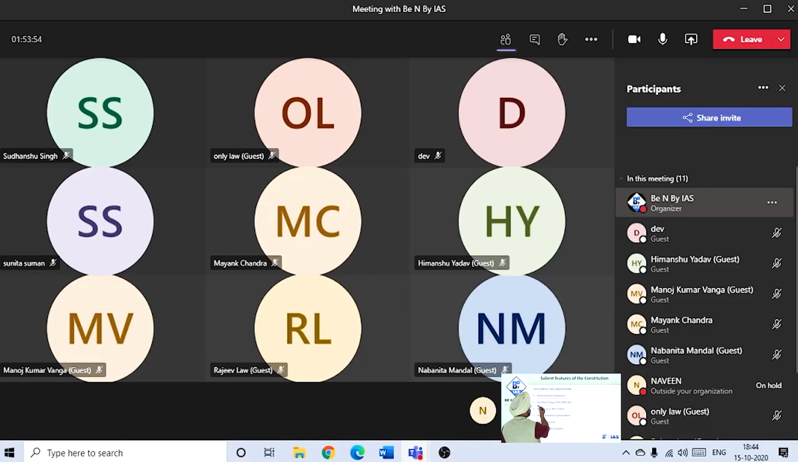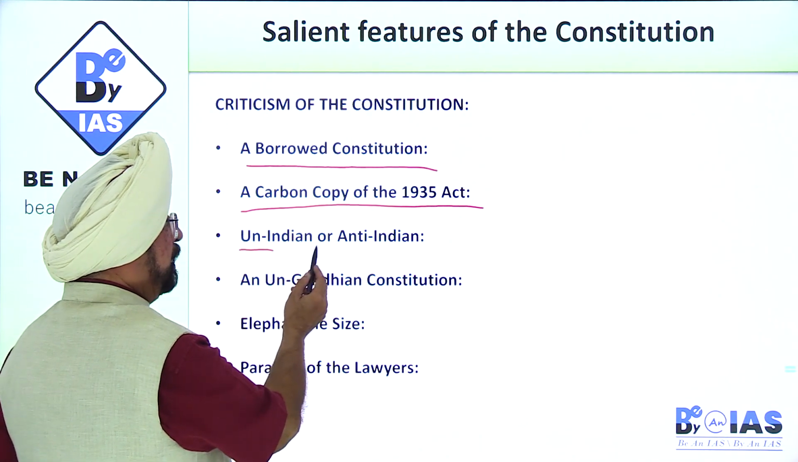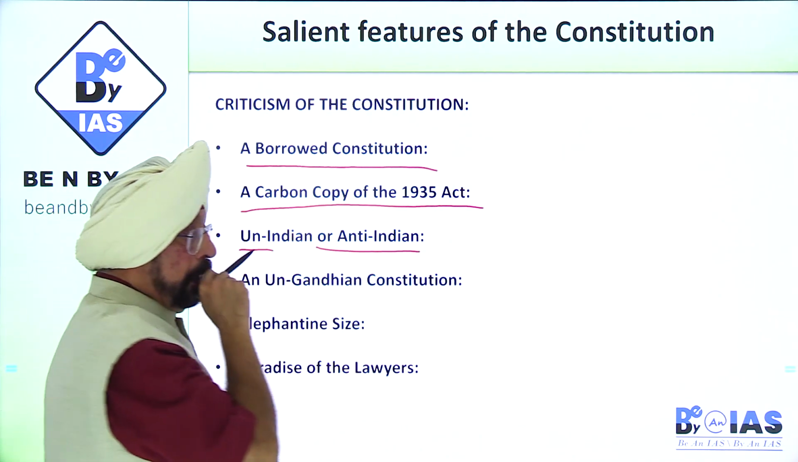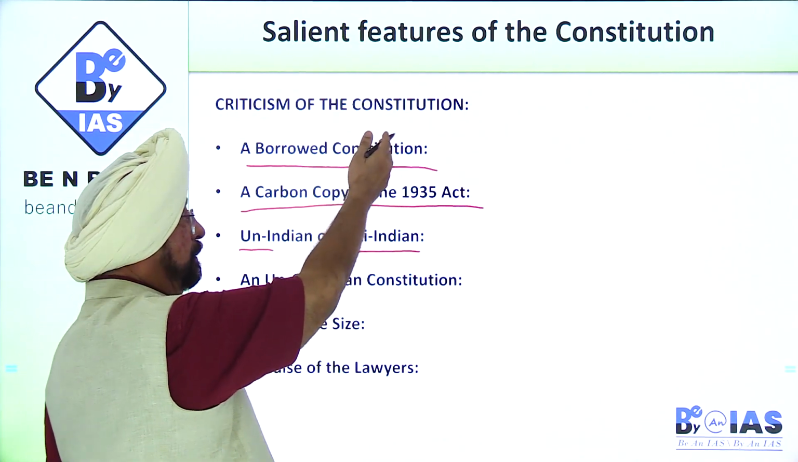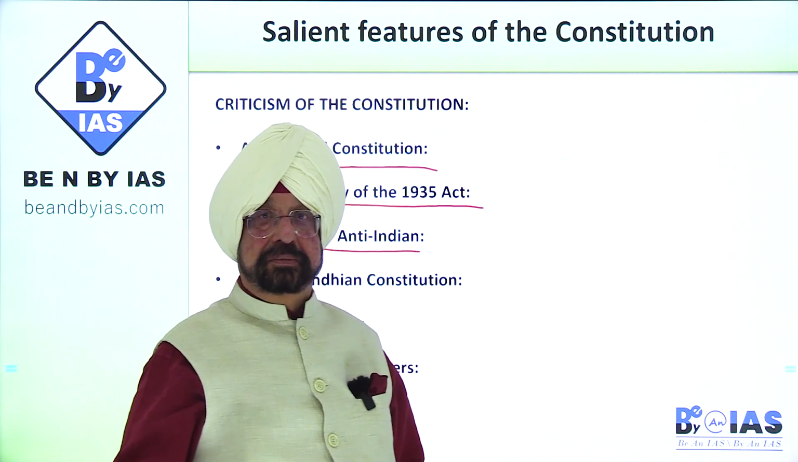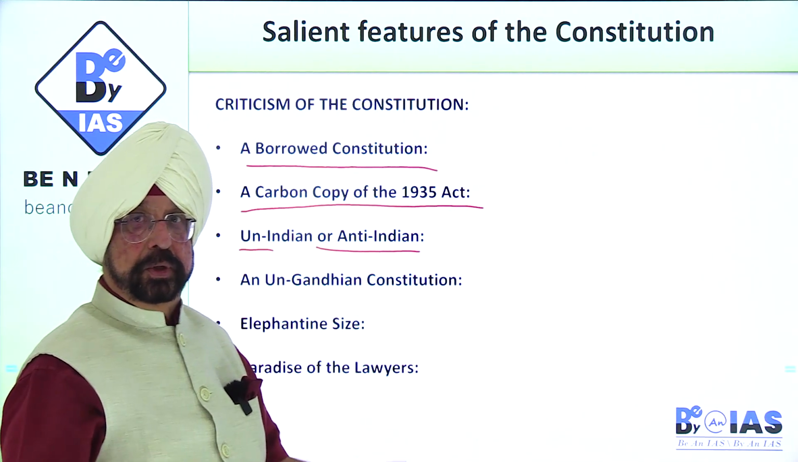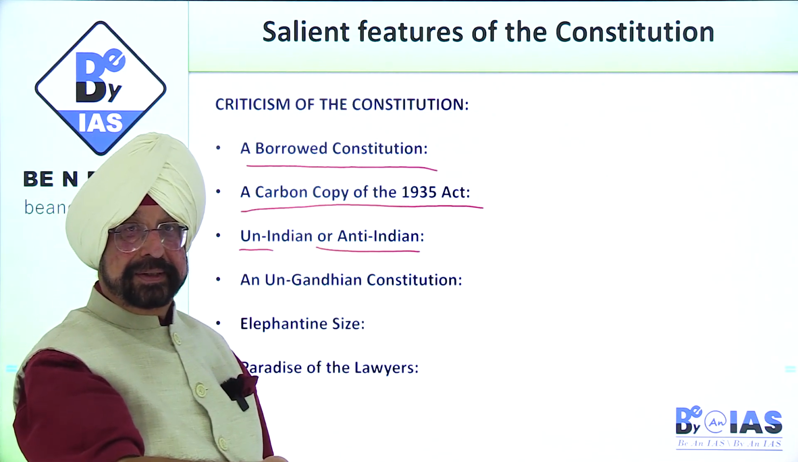Then it is a carbon copy of the 1935 Act, that we have just copied it from the previous Government of India Act of 1935. It is un-Indian or anti-Indian. What do they mean by that? Because we have taken various provisions from different countries with different ideologies and different political systems, they say these are not Indian.